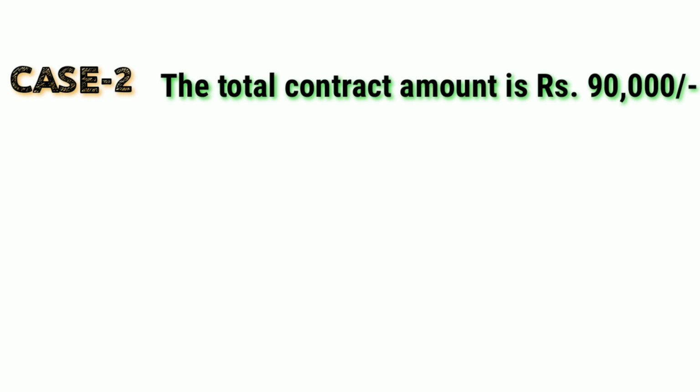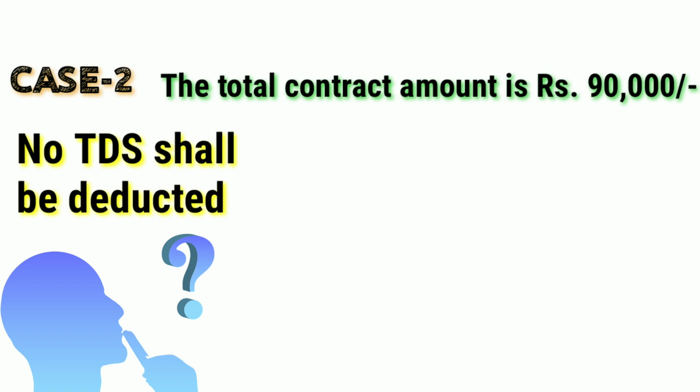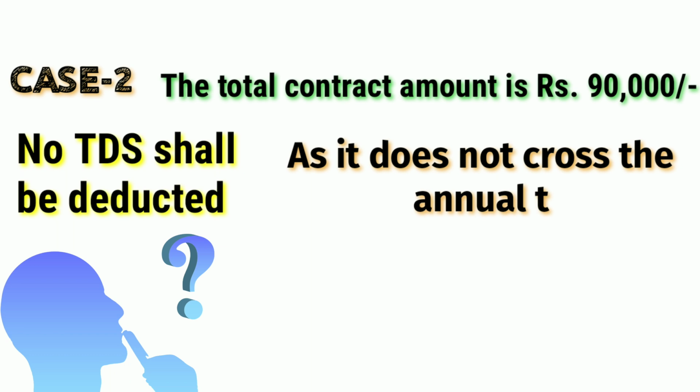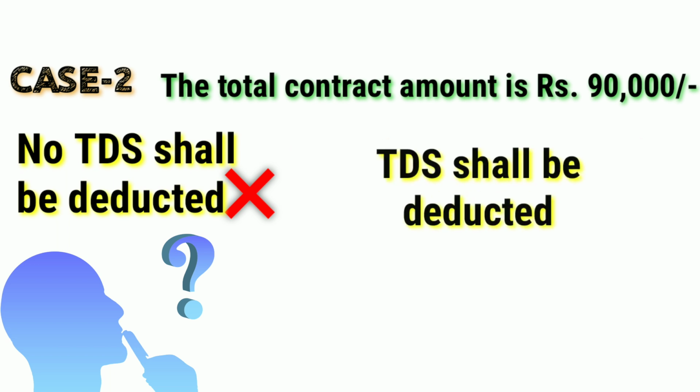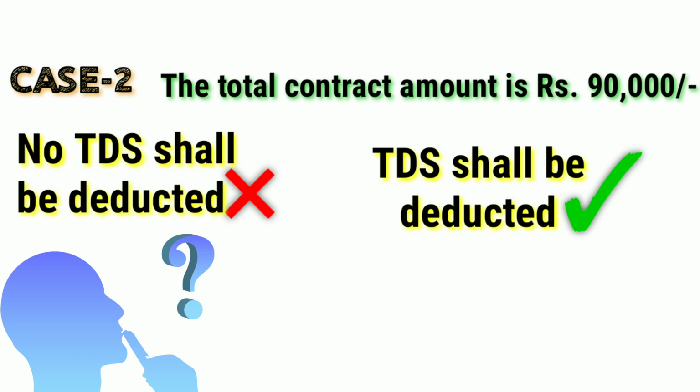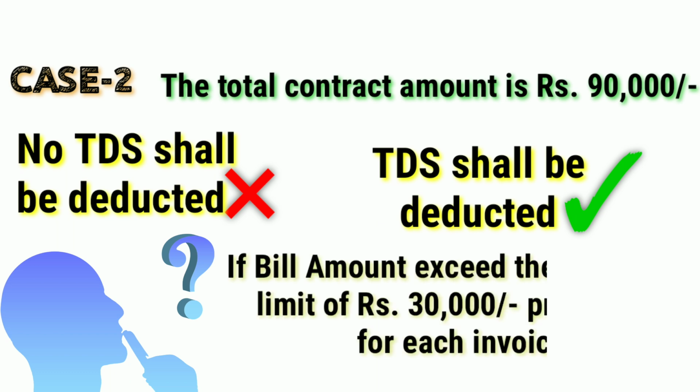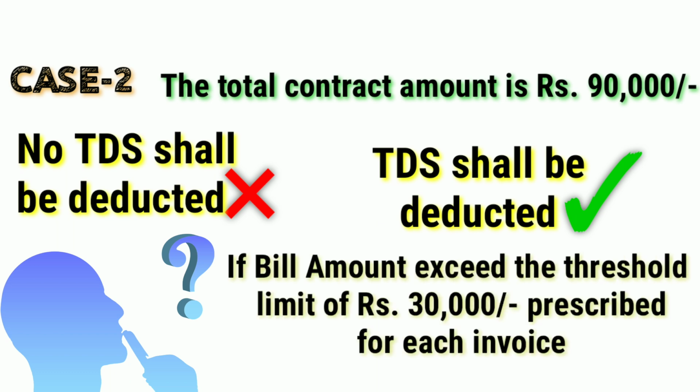In the same example, suppose the total contract value would have been rupees 90,000. Then you might think that no TDS shall be deducted as it does not cross the annual threshold limit of rupees 1 lakh, but this is not true in all cases. Even if the contract value is rupees 90,000, TDS shall still have to be deducted if the contractor submits a single invoice for the same, as it shall exceed the threshold limit of rupees 30,000 prescribed for each invoice.